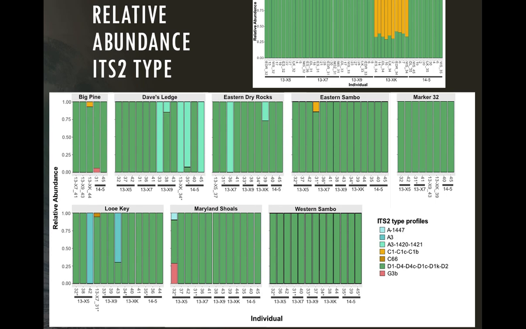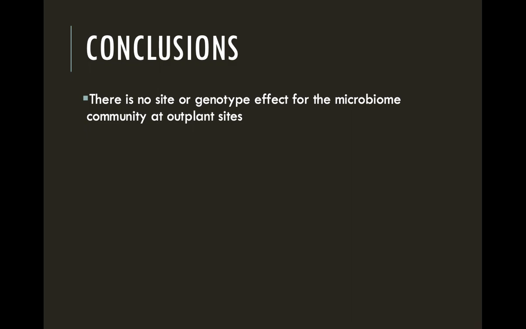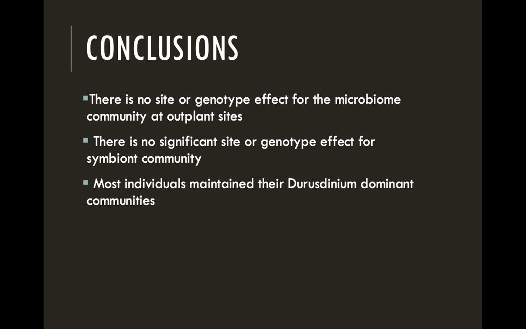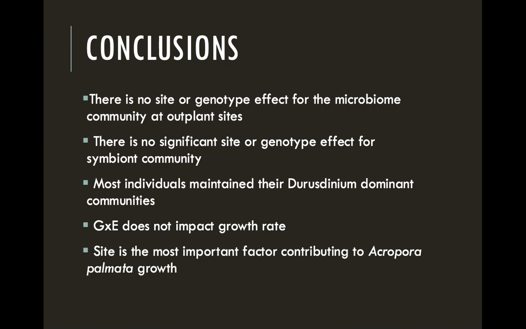So that's that. What we saw is we don't see any site or genotype effects for the microbiome. We don't see major site or genotype effects for the symbiont community, because most of them keep Durusdinium, even though there were those weird few instances of shuffling. We don't see any evidence for plasticity differences like G/E, although we do see this big site effect. So it's an average effect of responsiveness, not differences among genotypes in their plasticity. Although we do see genotype by environment interactions for survival.